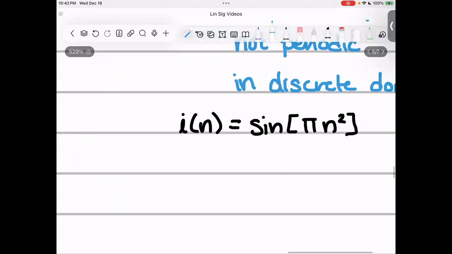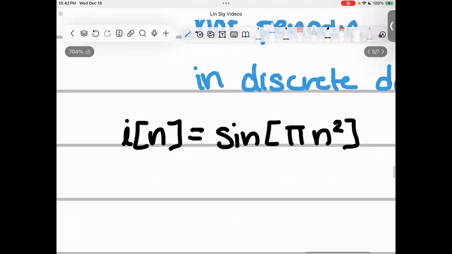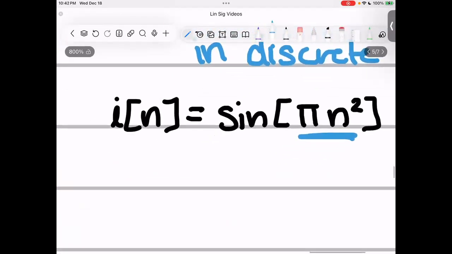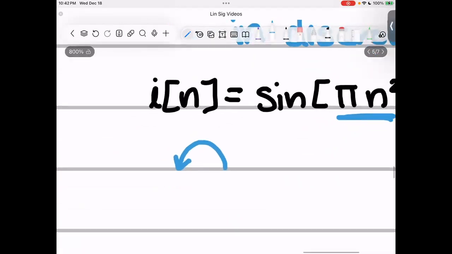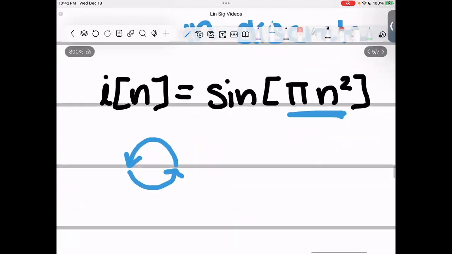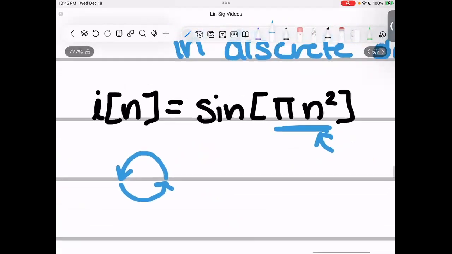However, if we had the same problem in the discrete domain, and catch those brackets that I missed, we actually can have a period here. Because what this is saying is that pi is going to get multiplied by some whole number. So 1 pi would take you this far on the unit circle, right? It would get you around to the opposite end. And then 2 pi would get you back to where you started. So there's going to be some value of n here where it's going to be a multiple of 2, and it's going to get you back to where you began.